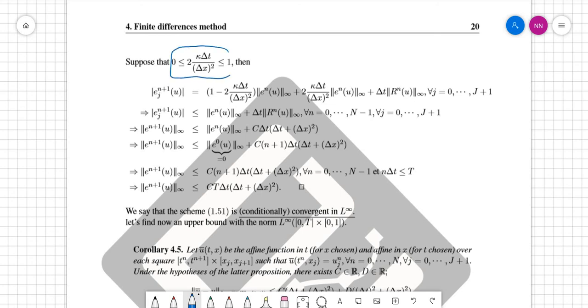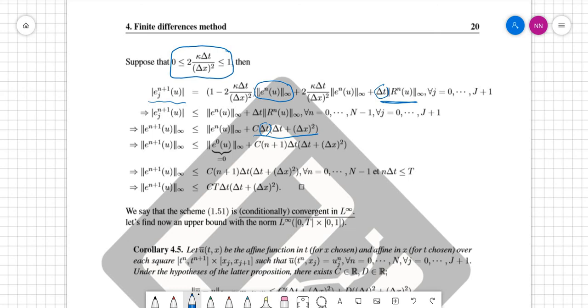So if we set this term to be between 0 and 1, we have this condition. Then, calculating the absolute value of the error e_j^{n+1}, we put the absolute values everywhere, and then of course we put the maximal value of this term, which is the norm L infinity. So the norm L infinity of R^n will be C times (delta t plus delta x squared) times delta t.